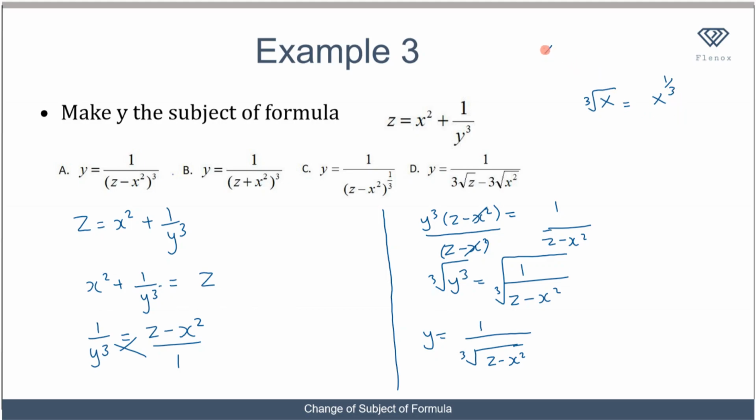So x raised to power 1 over 2 is the same thing as square root of x, and x raised to power 1 over 5 is the same thing as the fifth root of x. So in this case, cubic root of z minus x squared is the same thing as z minus x squared raised to power 1 over 3. So I can write this also as 1 over z minus x squared, raised to power 1 over 3. And what option corresponds to that? And that will be C. So the correct answer to this question is C. So that pretty much sums up what you need to know about change of subject of a formula.